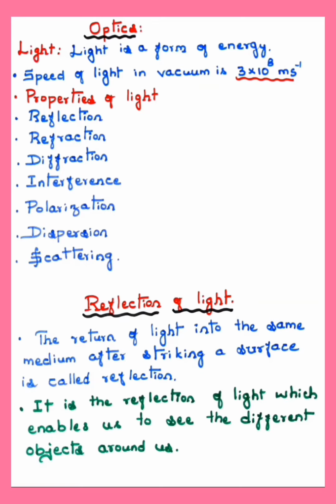So in this image, we can observe regular reflection and irregular reflection. When light falls on a smooth surface, it is reflected back to the same medium evenly. So this is the regular reflection. In case of an irregular reflection, the light falls on an irregular surface or a rough surface, and you see the reflected light in this form.